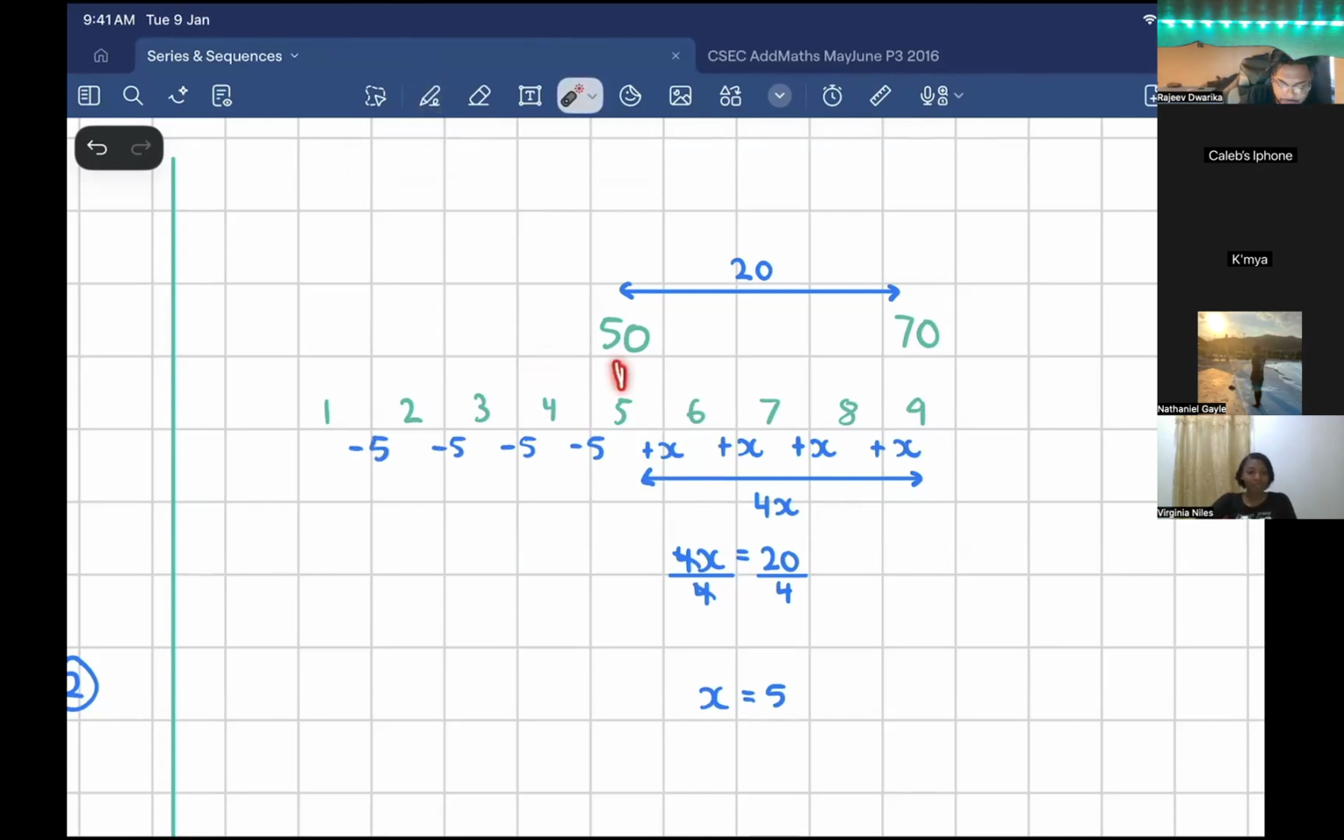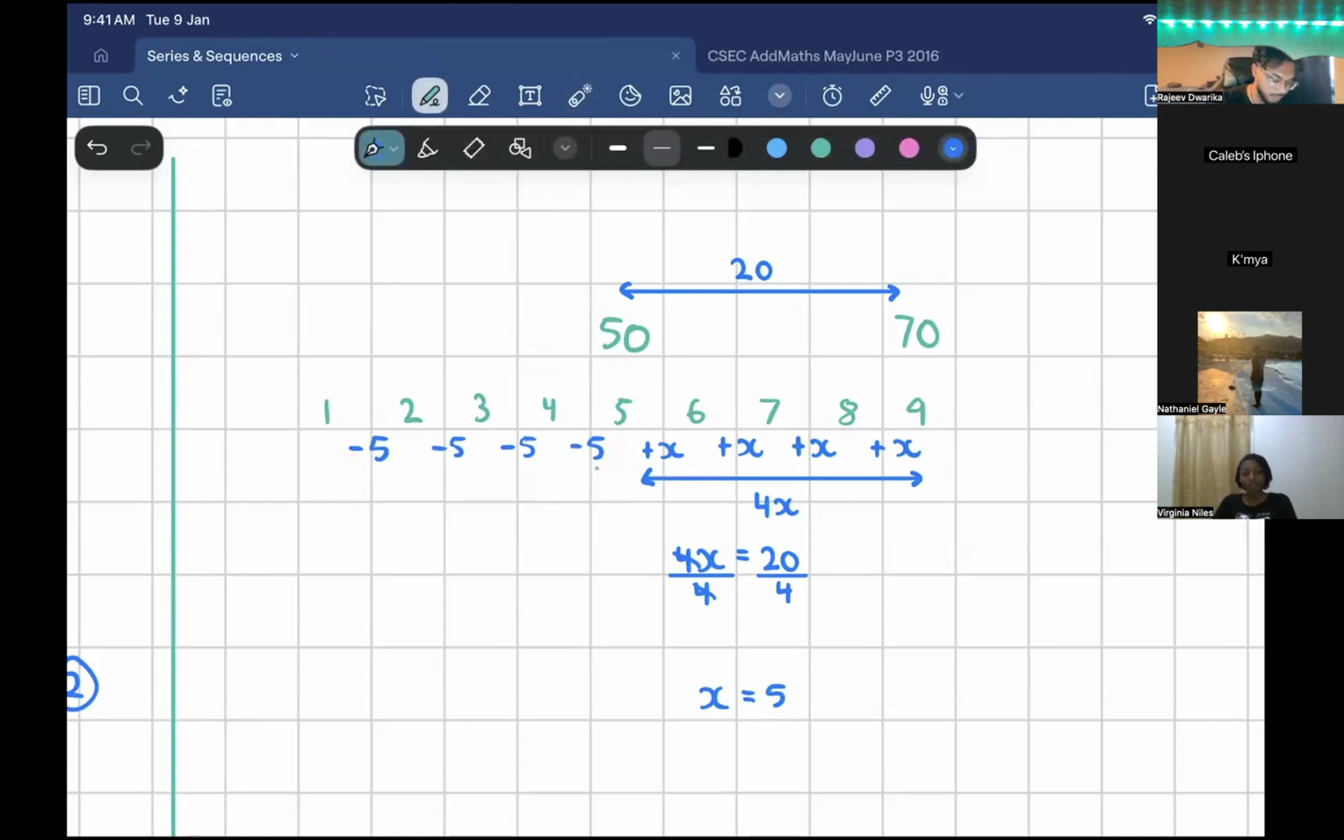If I want to go from the fifth term to the first term, I have to minus 4 sets of 5. What's 4 sets of 5? 20. So if I want to go from the fifth term to the first term, I really have to minus 20. And if I minus 20 from 50, what would I end up with for the first term? 30. And just like that, without any simultaneous equations, we actually figured out A and D.